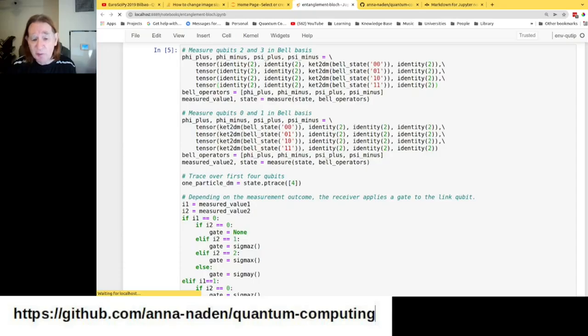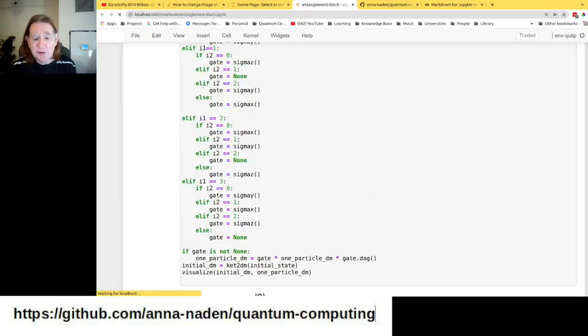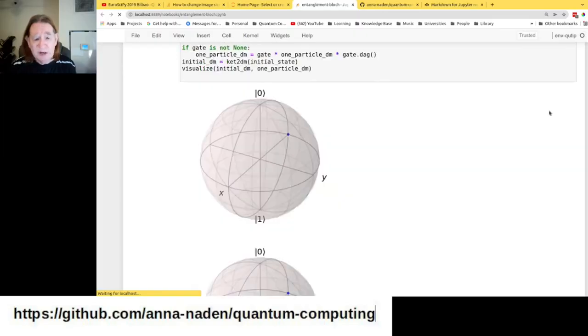No matter which of the 16 possible outcomes occurs, application of the proper gate, that is, the proper unitary transformation, will reconstruct the original qubit at the receiving station. The third to the last statement in this cell is the unitary transformation. The final cell shows a visualization that verifies that the received qubit matches what was transmitted.